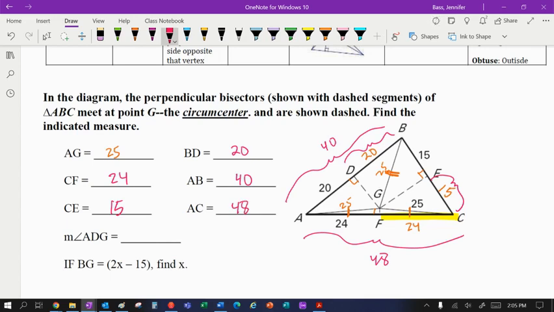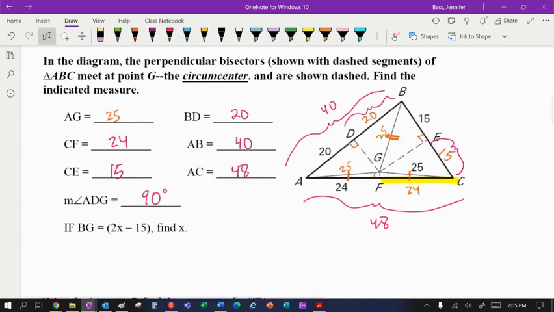And the measure of angle ADG is 90 degrees because they're perpendicular bisectors. The only one that we need to write an equation for is BG, which is 2x minus 15. Find x. Well, I already identified that BG is 25. So 2x minus 15 equals 25. Add 15 to both sides, meaning that 2x equals 40, which means that x equals 20.